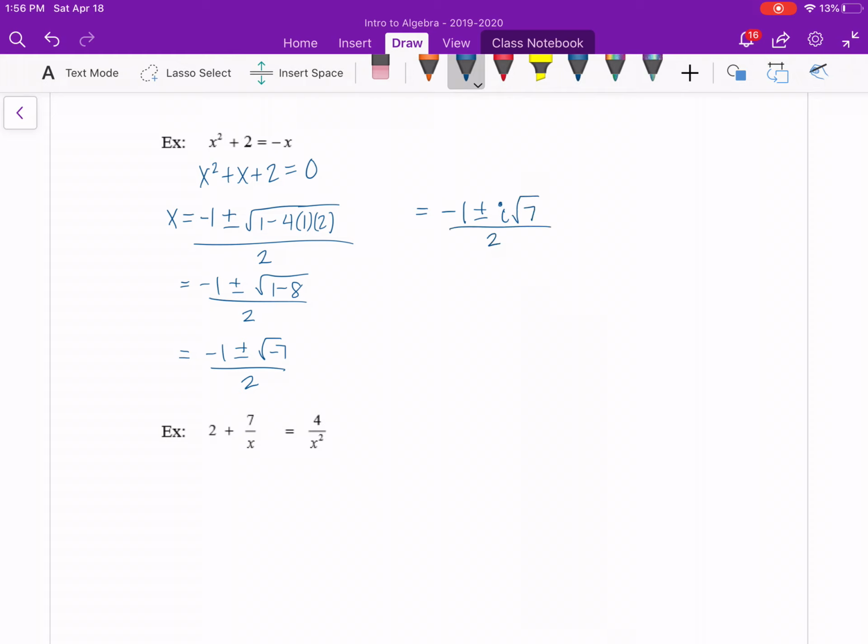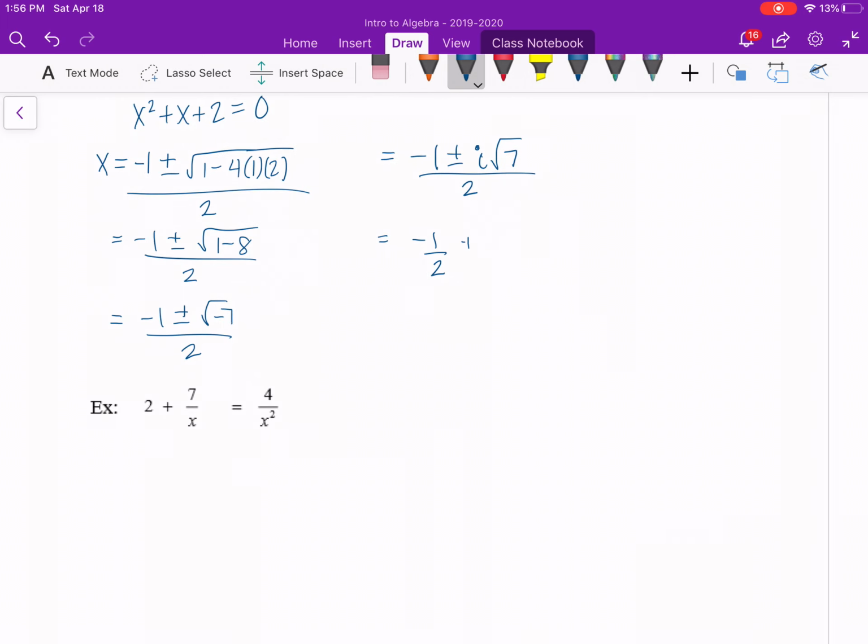And then typically, remember for complex numbers, we put them in the form a plus bi. So we do want to split this up where a, right, is just our real number portion, our negative 1 over 2, plus or minus our coefficient for the imaginary portion. There's a square root of 7 over 2. So that now puts us in the form a plus bi.